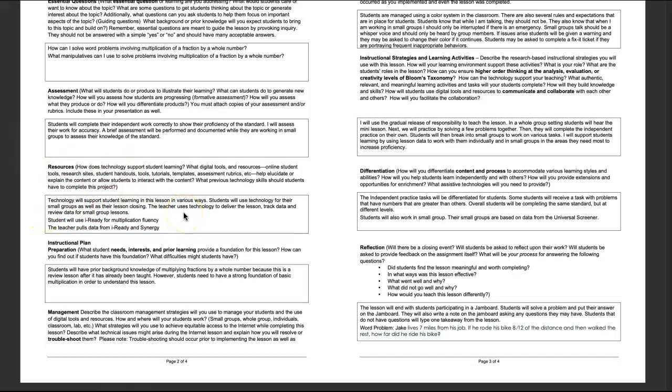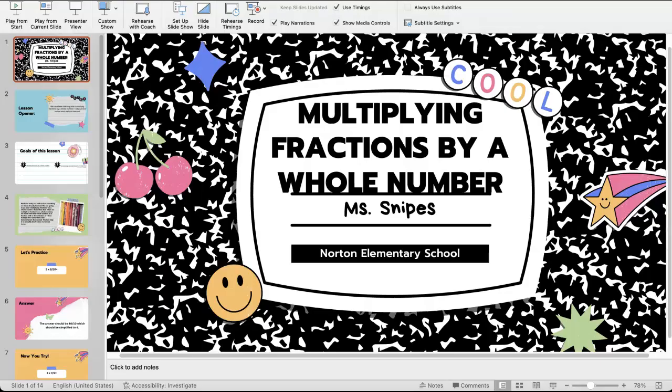Technology supported student learning in this lesson in various ways. Students used their technology for small groups as well as their lesson closing. I used technology to deliver the lesson, track data, and review data for the small group lessons. Students used iReady for multiplication fluency, and I pulled data from iReady and Synergy to form their small groups. For the lesson closer, students participated in a Jamboard where they solved the word problem: Jake lives 7 miles from his job. If he rode his bike 8/12 of the distance and then walked the rest, how far did he ride his bike?